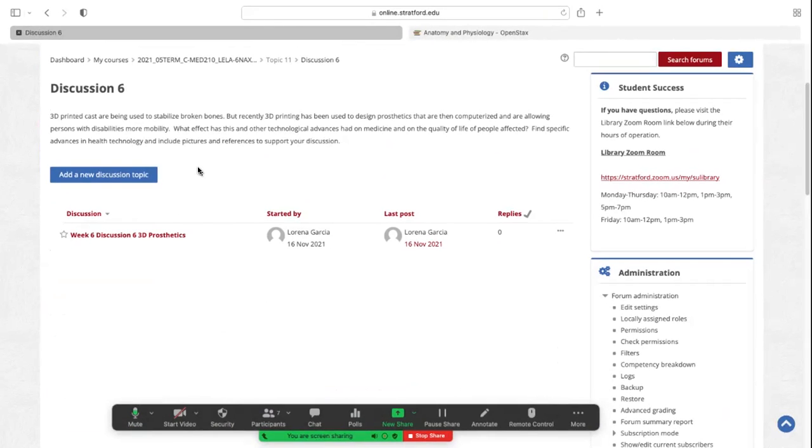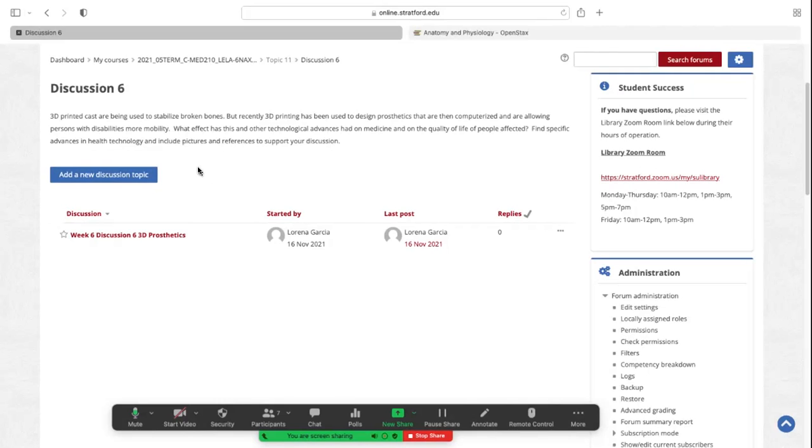Try to find stuff from 2021. 3D printers have been around for more than 10 years, and designing prosthetics has been around since the 1950s. So find the newer versions. What makes 3D printing better? Is it cheaper? Is it more available?